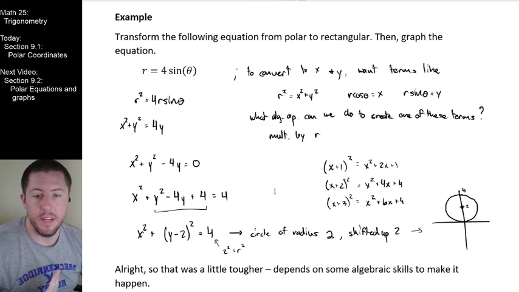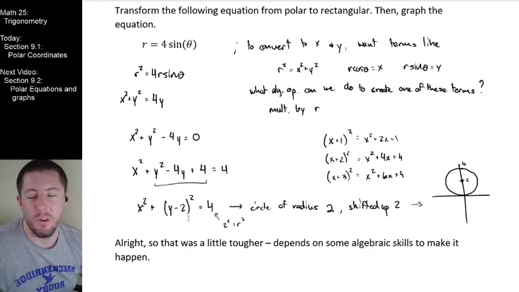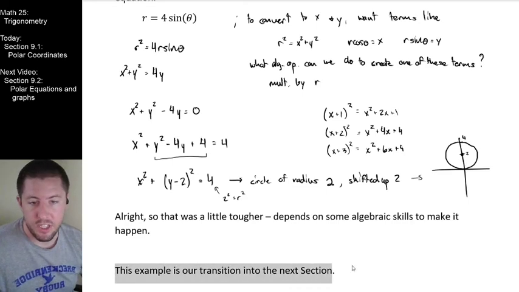So as our final thing for the day, and it depends on some algebraic skills to make it happen, I think this algebra here is a little bit tougher. This conversion into rectangular, you guys should be able to do. This little bit of algebra right here and recognizing this general form of a circle is a little bit tougher. But this really represents our transition to the next section.